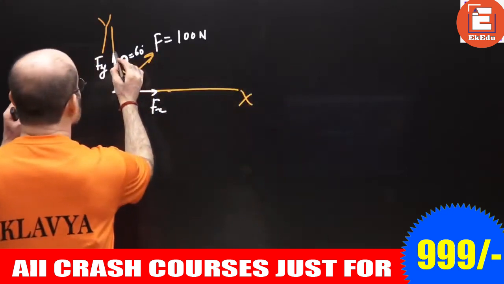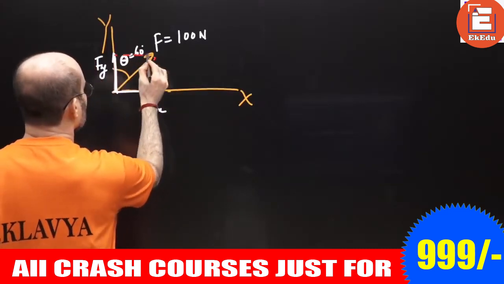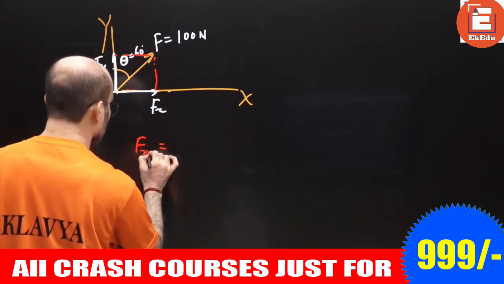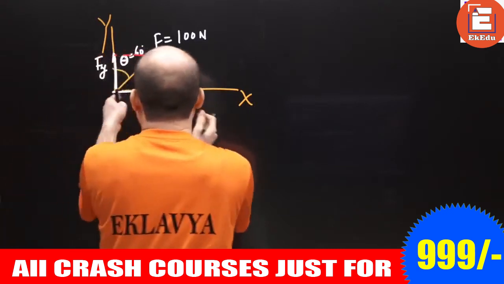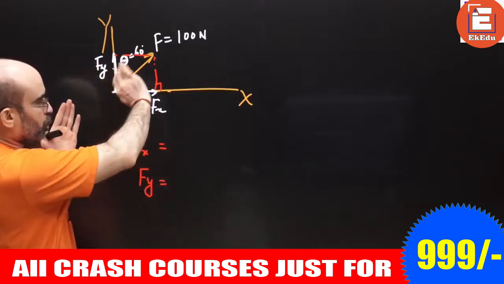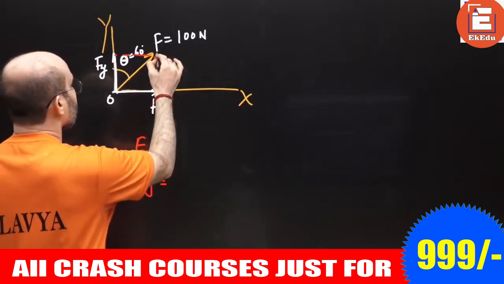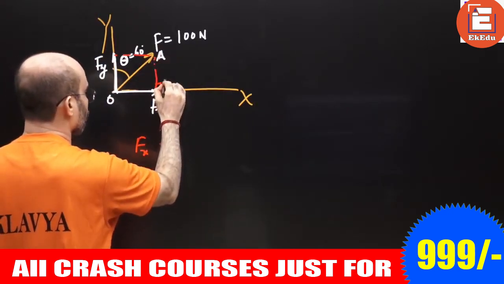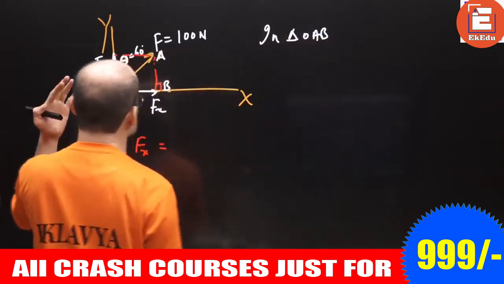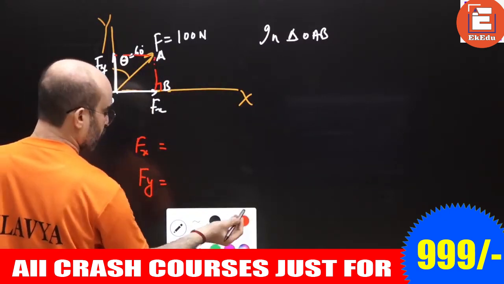Now, as we have understood, from the tip of this vector you draw a perpendicular. This way you will have Fx and Fy. If you want to draw a triangle, it is already a triangle. Name the triangle O, A, and B, OAB. In triangle OAB, if this is 60 degree, then this must be 30 degree.